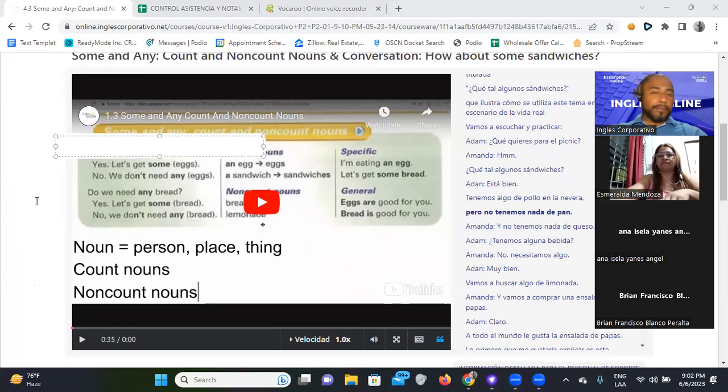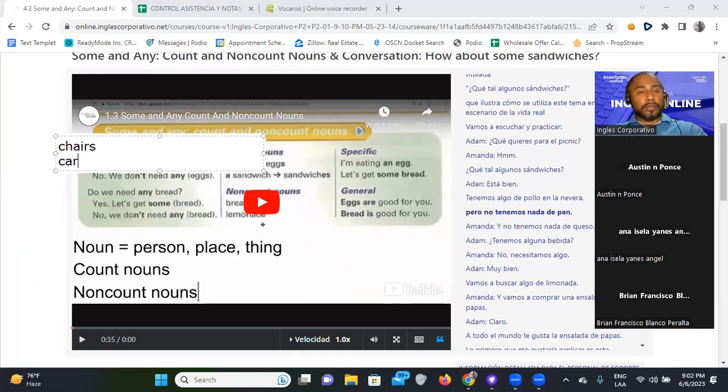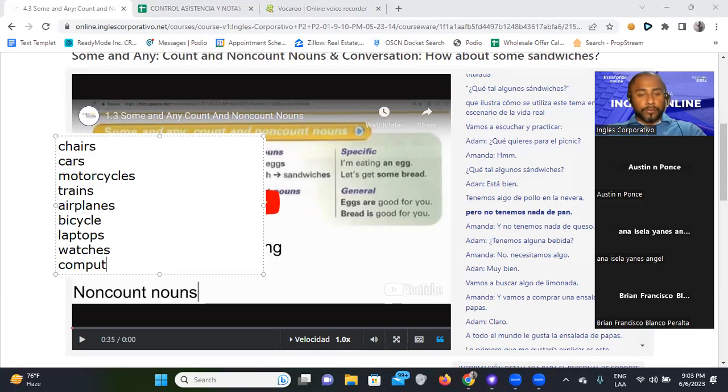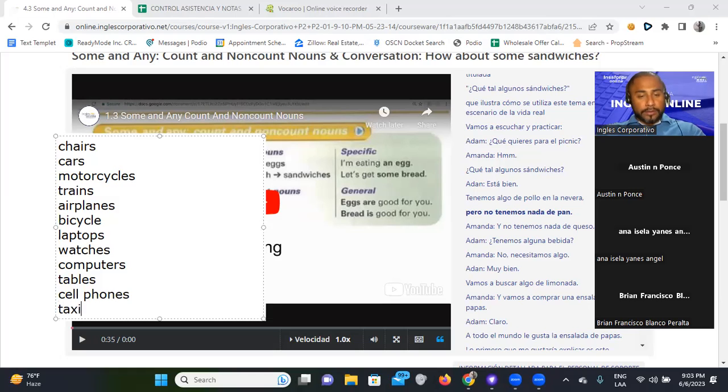Contables se puede contar. For example, sillas, chairs, car, motorcycles, trains, airplanes, bicycles. Okay. Laptops. Watches. Computers. Tables, cell phones. Taxis. Okay, so all of these are countable, contable.